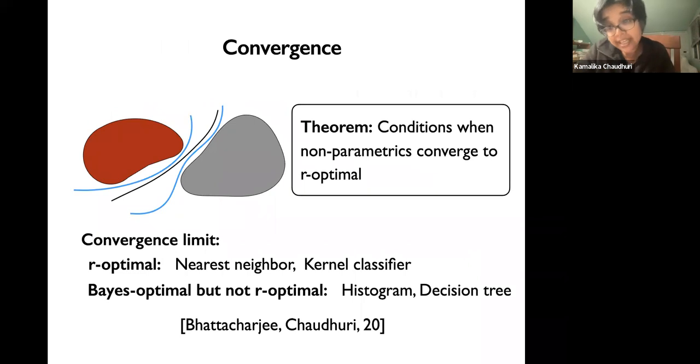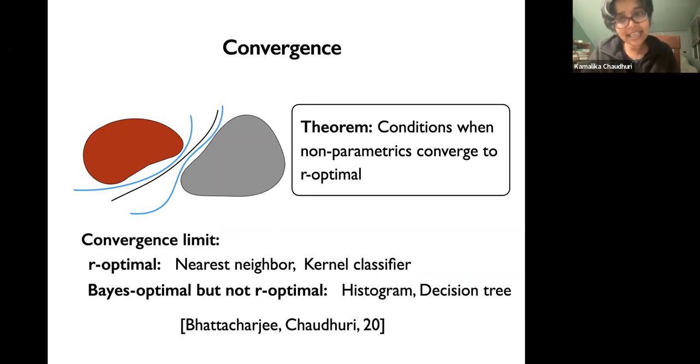Now the question is, when do we converge to this R optimal? We can also establish such conditions. They are a bit like the conditions involved in Stone's theorem, but a little bit stronger. I won't go into the technical details because I know it's a broad audience, but we can characterize these conditions. The interesting thing is what converges to R optimal.